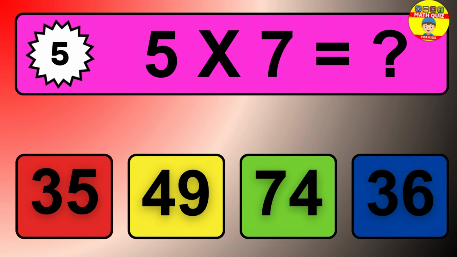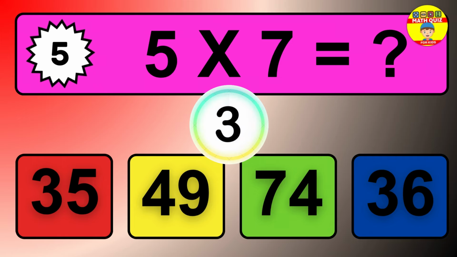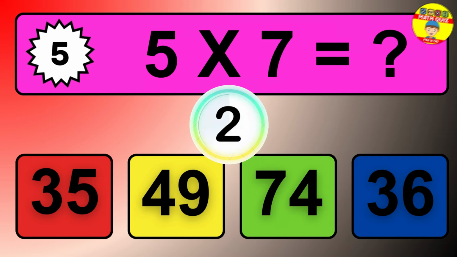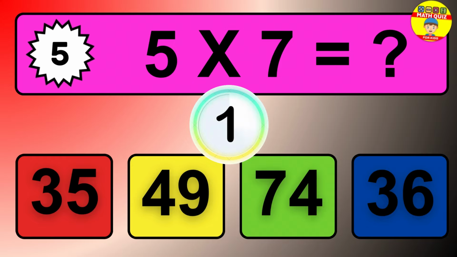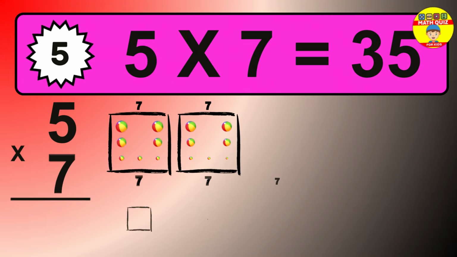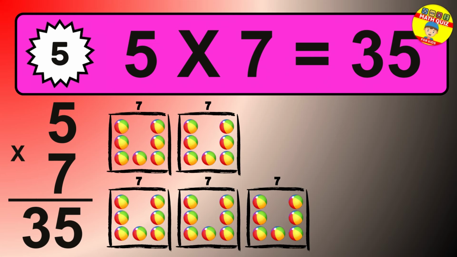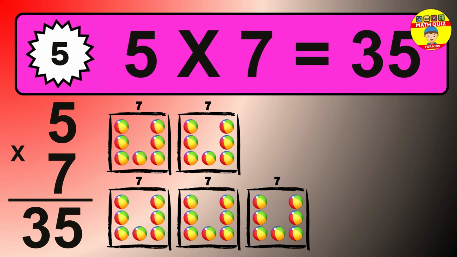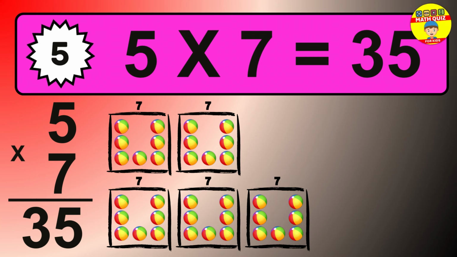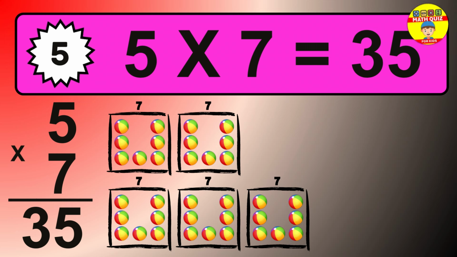Question 5. 5 times 7 equals what? So, the answer is 5 times 7 is 35. To calculate, we have 5 groups with 7 balls each one. So, how many balls do we have? 35 balls.